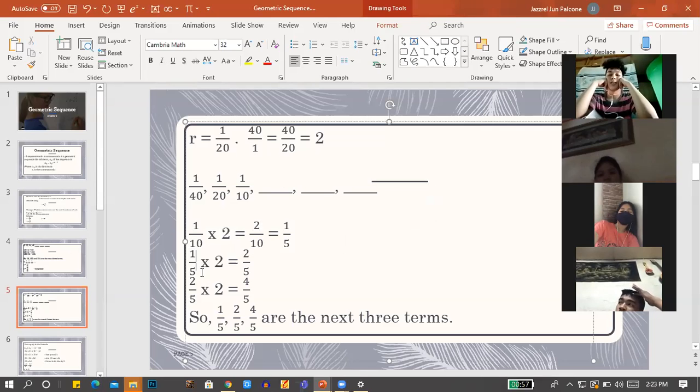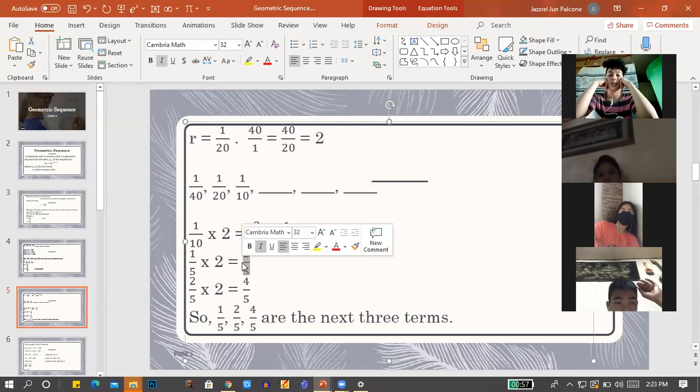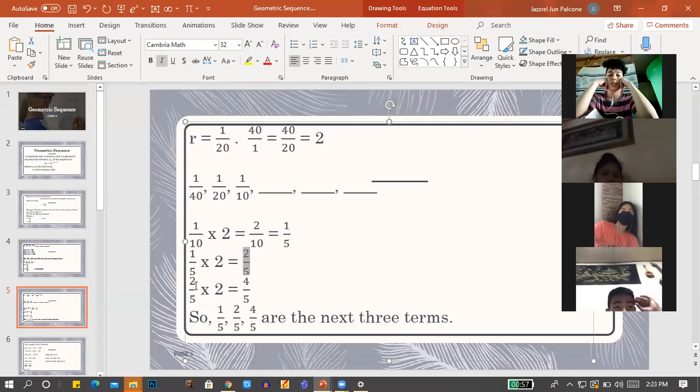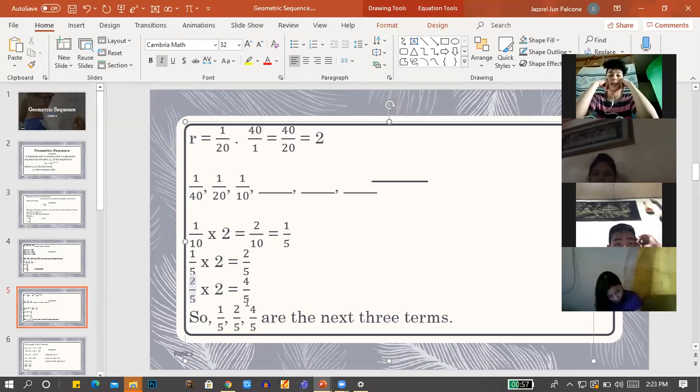Now, 1 over 5 times 2. So 1 times 2 is 2 over 5. And then 2 over 5 naman. So ito hindi na to lowest term kasi wala namang pwedeng i-divide sa 2 at 5. Yung 2 over 5, ita-times mo naman sa 2. 2 times 2, you have 4 over 5. And that is the next 3 terms. May tanong po ba? Nasusundan?